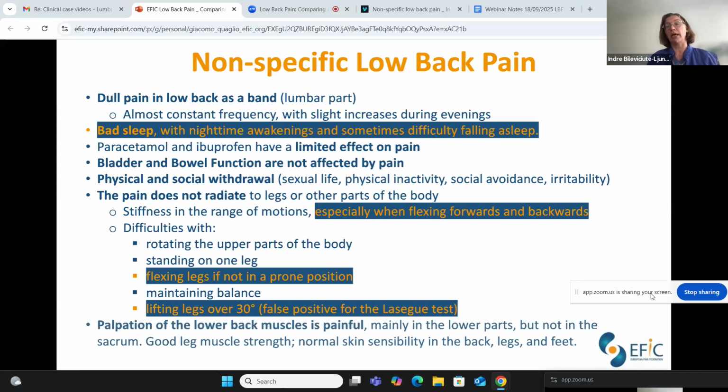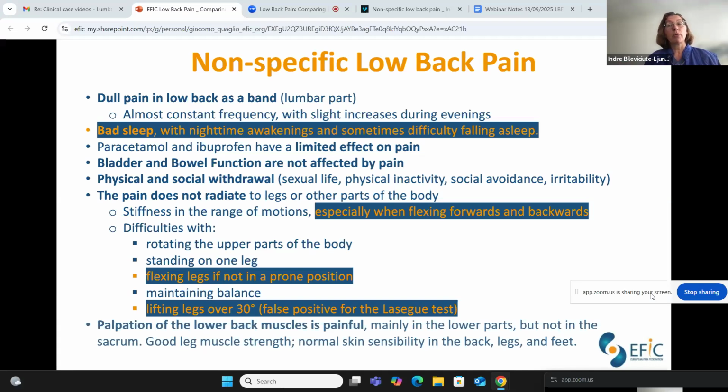Also, it's very important, I always have a pain drawing with my patient and discuss and look at the parts indicated by the patient which are painful, and ask about radiation and when the pain starts and which is the worst pain in the pain drawing. That can give me a clue how to go with my clinical investigation.